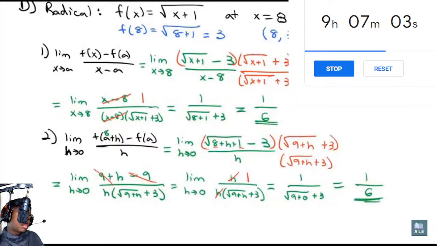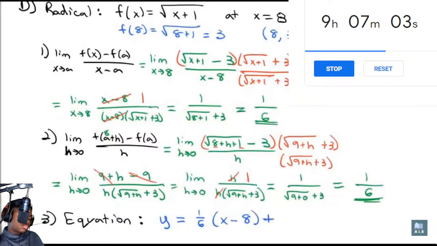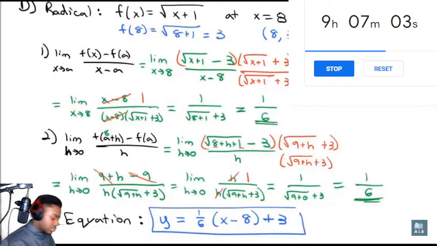So we are ready to write the equation of our tangent line at 8: y equals m, the slope of 1/6, times x minus the x-coordinate of 8, plus the y-coordinate of 3. Y equals 1/6 times x minus 8 plus 3. So that's how we can find the equation of the tangent line at a point.